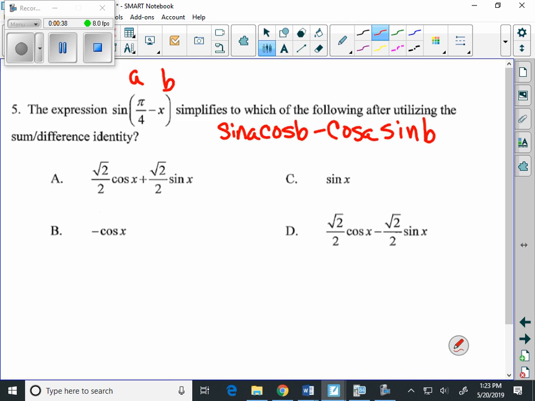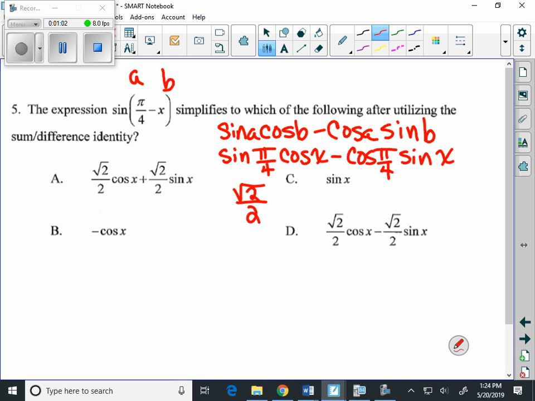So if we fill this in, we end up with sine of pi over 4 times cosine of x minus cosine of pi over 4 times sine of x. And the nice thing is that sine of pi over 4 is square root 2 over 2, and then cosine of x. And the cosine of pi over 4 is also the square root of 2 over 2 times sine of x. And when we compare our answers here, we get B.